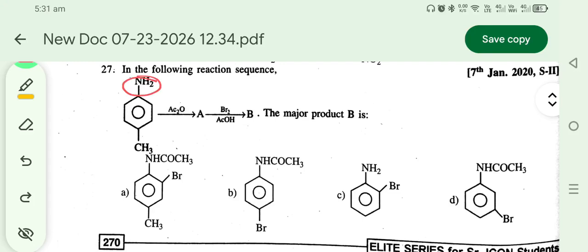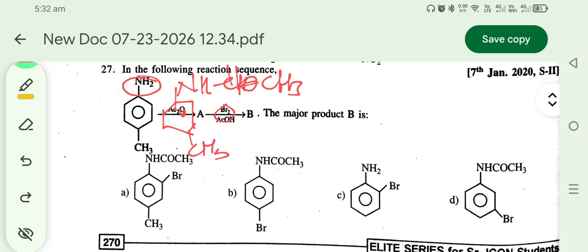Para-methylaniline with acetic anhydride gives para-methyl acetanilide. This para-methyl acetanilide reacts with Br2. The amide is a ring activating group. Bromination takes place at the ortho and para positions, and since the para position is already substituted, it is substituted at ortho.